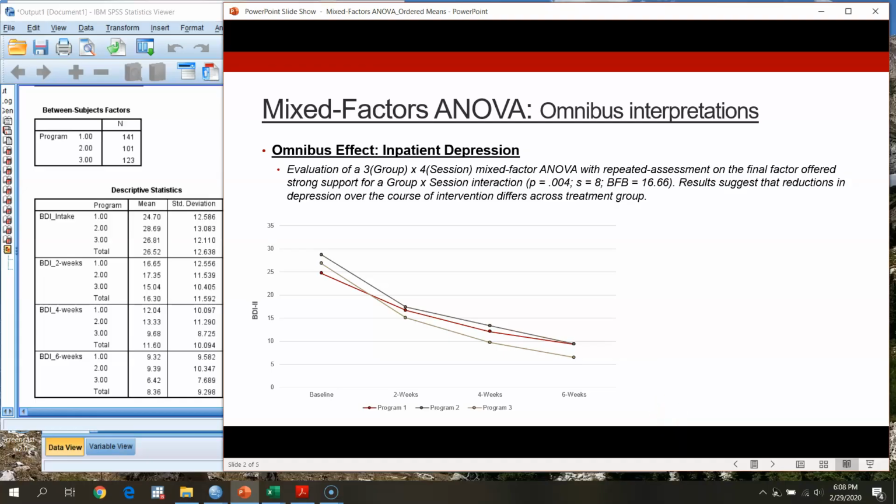We had anticipated that we would see reductions. We're just wanting to gauge the magnitude of that. But we also might be interested in a couple of different things. One, do we see, looking at the means for each one of our groups, that people didn't start in exactly the same place?